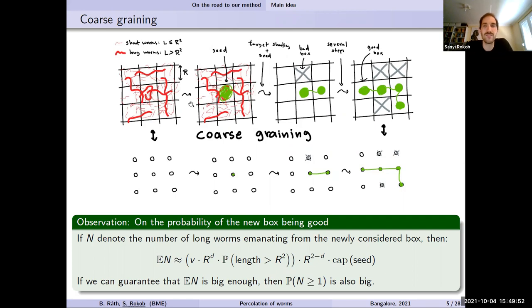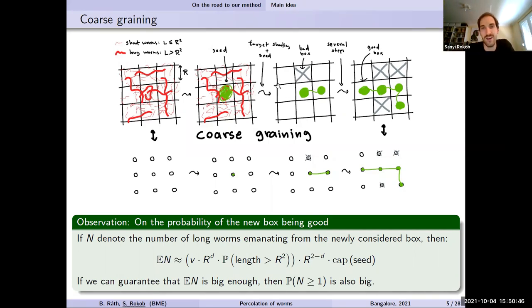What we want to do, this is the main intuition, is that we take the first box to be, because of translation invariance it doesn't really matter which box we take first, the box of the origin. Using the worms inside the box, we somehow define a seed. And then this seed will be the base of the infinite connected cluster. We want to use these boxes to grow a larger and larger cluster, defining other seeds in other boxes and connecting them to the already existing cluster.